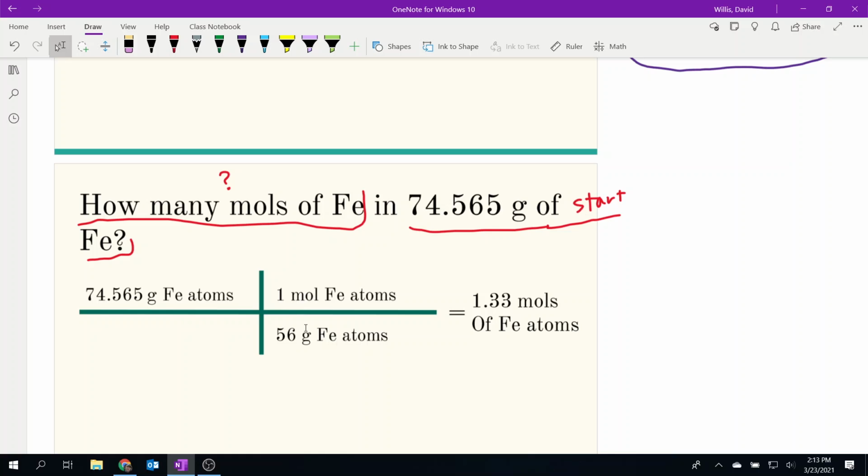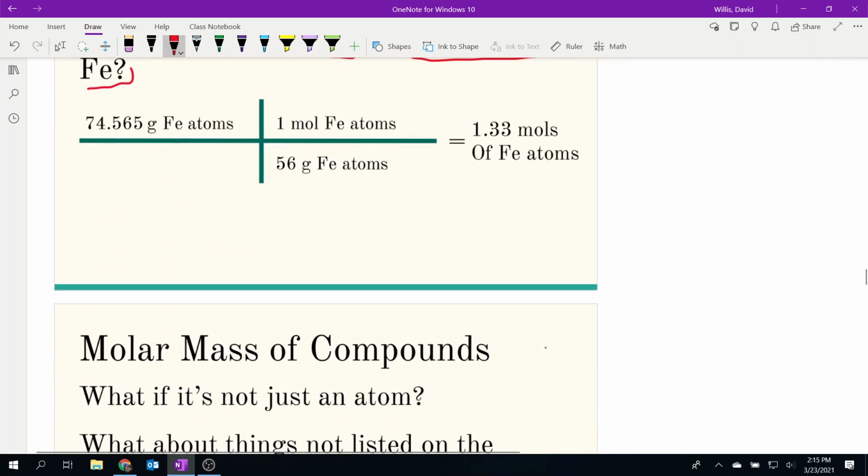And hopefully you will get 1.33 moles of iron. Take a moment, be sure that you set that up properly, and hit the multiplication, see that it works for you. All right, so we are ready to press on. We got 1.33 moles of iron atoms.